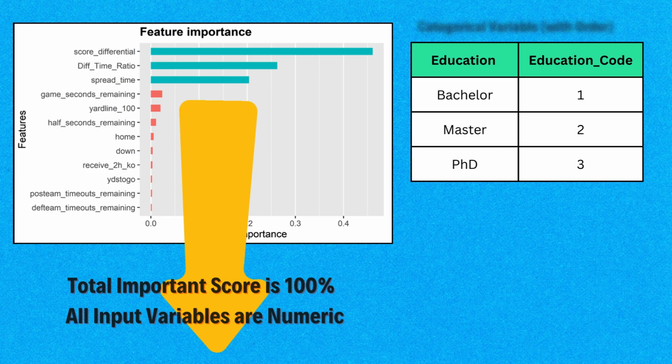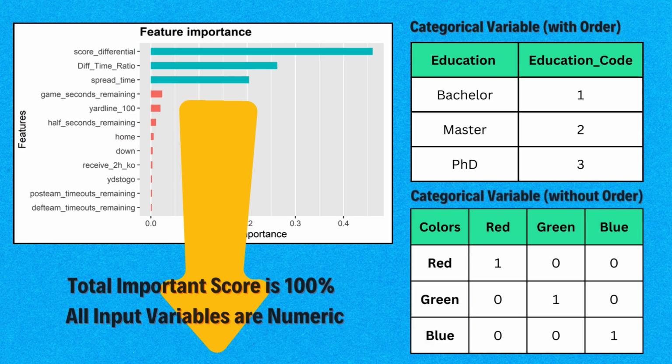Third, for categorical variables that have natural order such as education level in bachelor's, master's, and PhD, you can convert them into numerical values by assigning integers based on their rank. Fourth, for categorical variables without natural order such as colors in red, blue, and green, you can use techniques like one-hot encoding to convert them into unique individual variables.